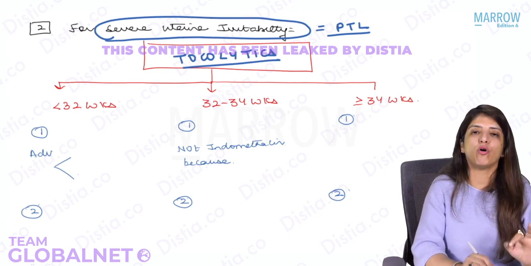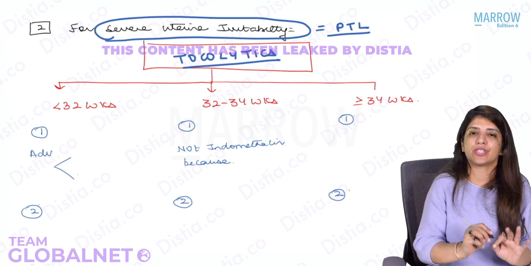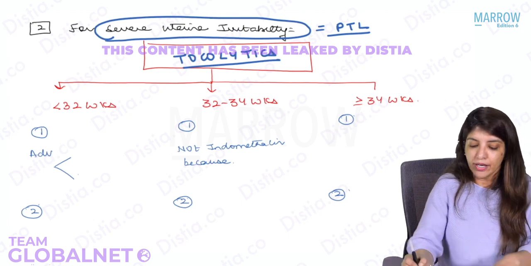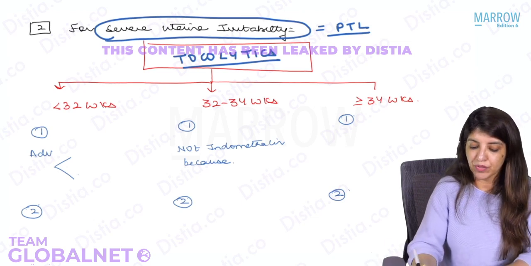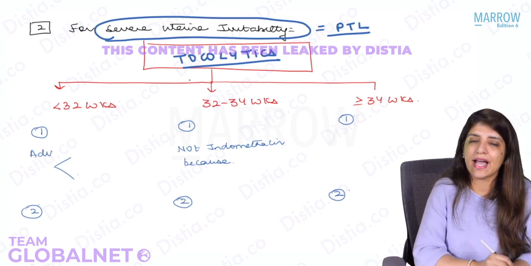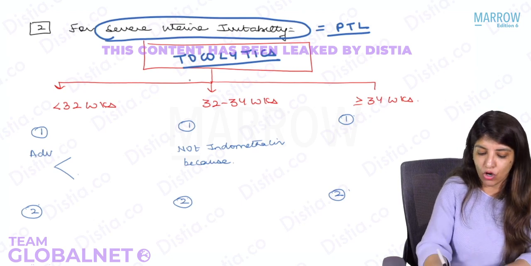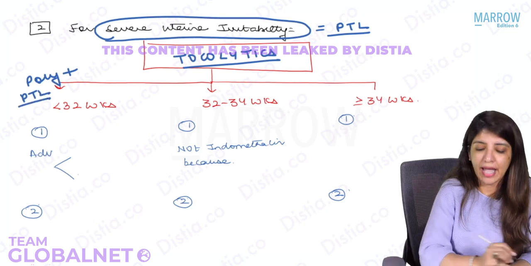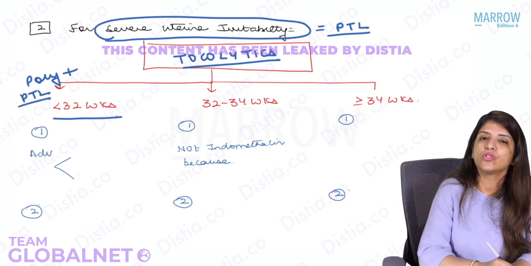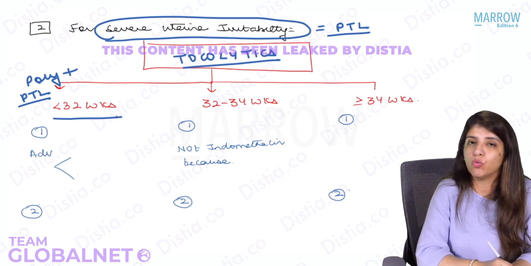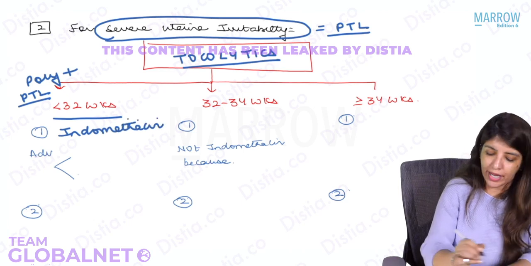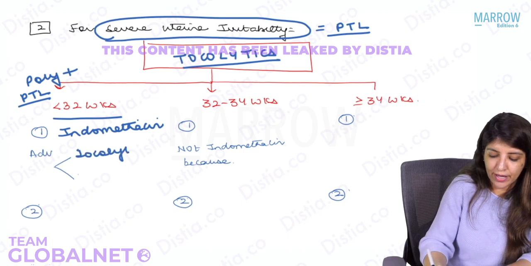But depending upon the gestational age, I'm going to decide whether to give tocolytics or not and which tocolytic to give. Now, if my patient is coming at less than 32 weeks and she has polyhydramnios plus preterm labor, then yes, I'm going to give a tocolytic. Which tocolytic? I'm going to give indomethacin. Why am I giving indomethacin? Indomethacin is a tocolytic. That is why I am giving it.